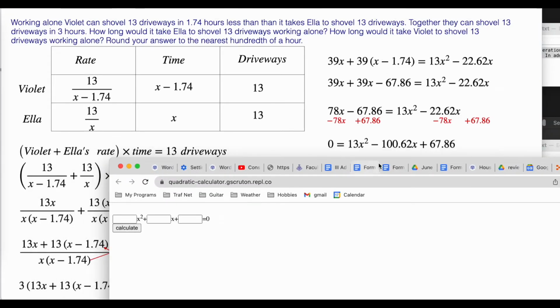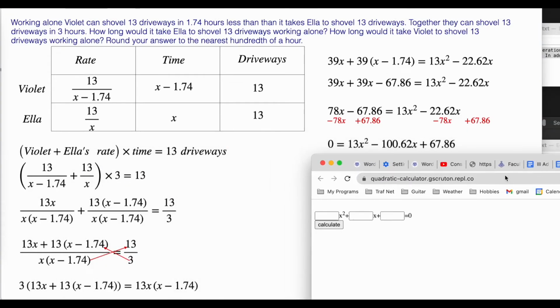I'm going to feed that into my quadratic equation calculator. The a is 13, the b is negative 100.62. The c is 67.86. Then press calculate. And we get 0.7462, a very short amount of time, and we get 6.9936 hours.